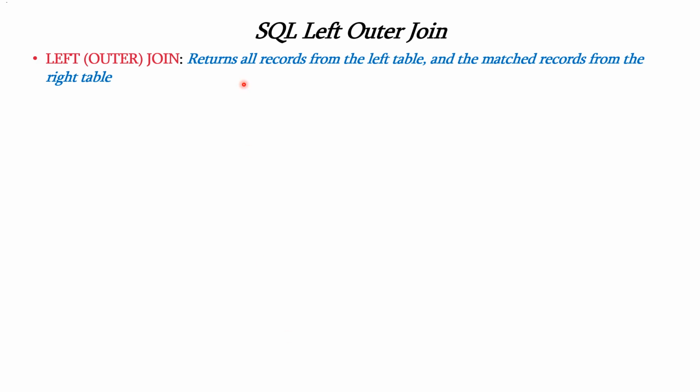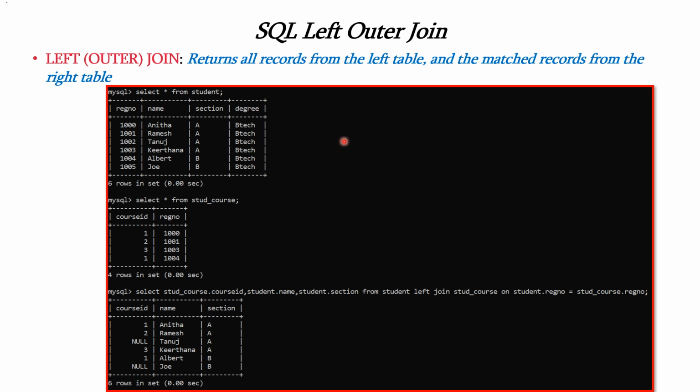Next we have left outer join. It returns all the records from the left table and the matched records from the right table. For missing values in the right table, it will return null values. So let us see the example. Again we are considering the student table and student course table. Here we have 6 rows and here we have 4 rows.